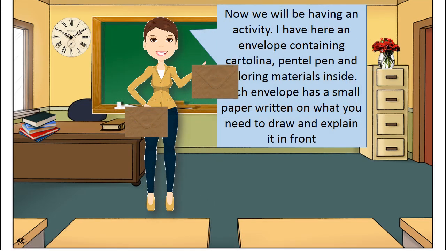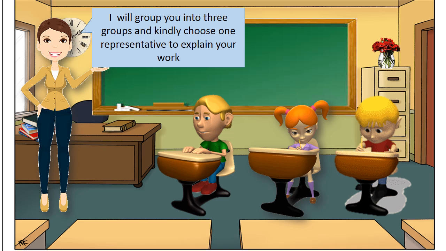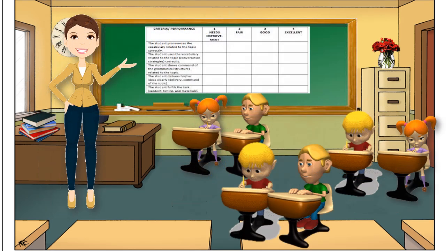Now we will be having an activity. I have here an envelope containing cartolina, pentel pen and coloring materials inside. Each envelope has a small paper written on what you need to draw and explain in front. I will group you into 3 groups. And kindly choose one representative to explain your work. Here are your rubrics. Read all together.